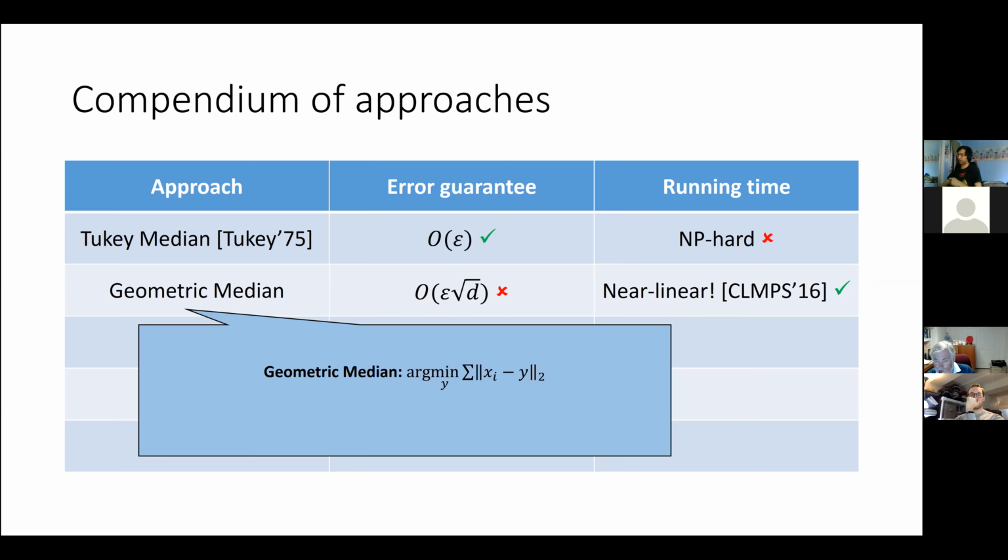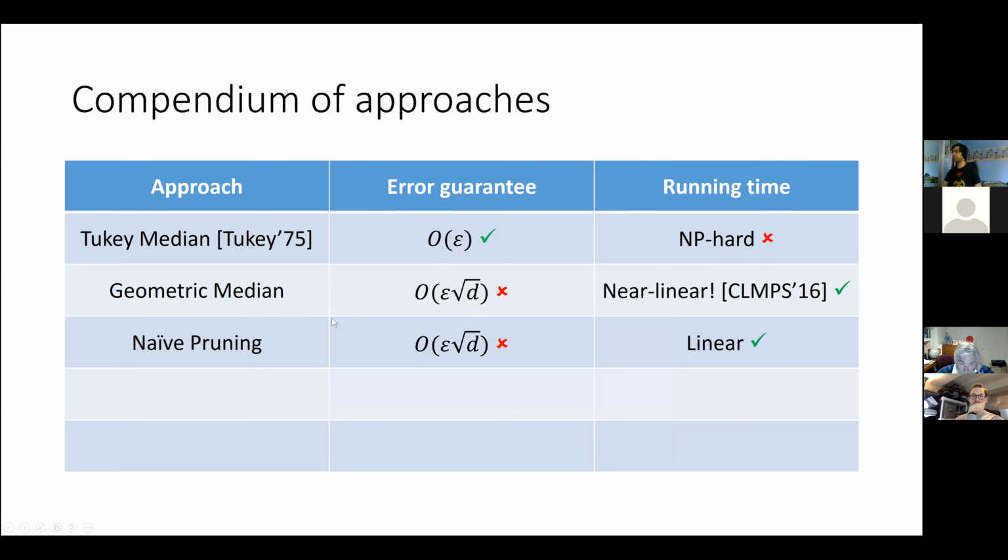If you're not familiar with it, I'll just flash the definition here. It's essentially the point that minimizes the sum of the L2 distances to the points in the data set, compared with the mean, which minimizes the sum of the L2 distances squared. So we've seen two different possible approaches, and we've seen they both fail for different reasons. One is slow and one is inaccurate.